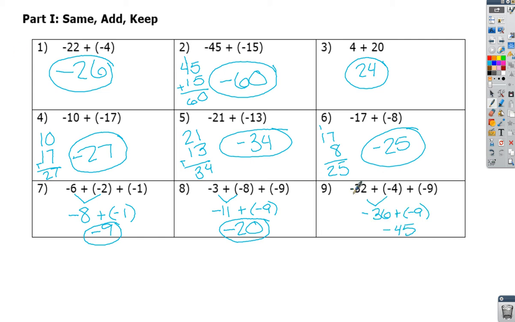Okay, we have negative 32 plus negative 4. Negative plus a negative, the signs are the same, so we're going to add and keep our sign. 32 plus 4 is 36. Our signs are both negative, so it's a negative 36.